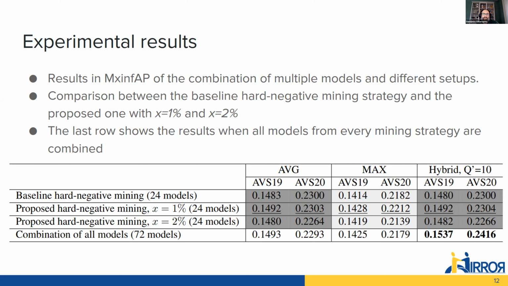Regarding the hybrid fusion strategy, it performs considerably better when a plethora of models are available. And setting Q-dash equals 10, the performance increases to 0.1537 from 0.1492 on the AVS19 dataset, and to 0.2416 from 0.2304 on the AVS20 dataset.